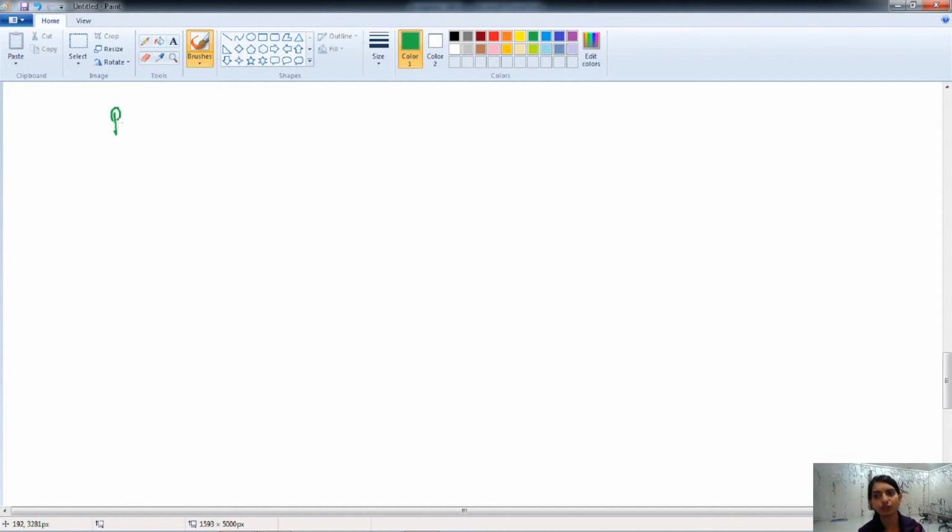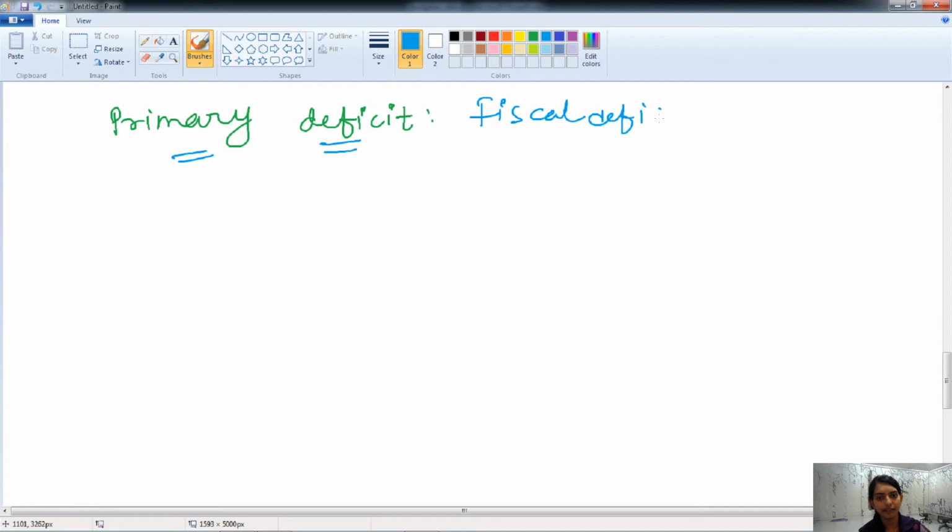Now let's move on to the primary deficit. What is the primary deficit? We have talked about the revenue deficit, fiscal deficit. Now let's talk about the primary deficit. Primary deficit is fiscal deficit minus interest payment. Here interest payment is a net interest payment, that is the total interest the government has to pay minus the interest which the government receives. Okay, that is the net interest payment.